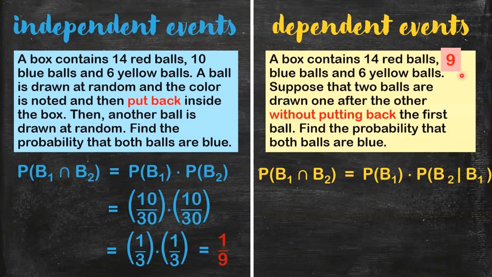Out of, what is the total number of balls? 30 pa rin ba? Kagaya nito. 30 pa rin ba? Hindi na rin. Kasi kinuha na yung isa eh, hindi na binalik. And if you add this, 14 plus 9 plus 6, you will get 29. Ibig sabihin, the probability of getting a blue ball in the second draw is 9 over 29. So that's why we have this.